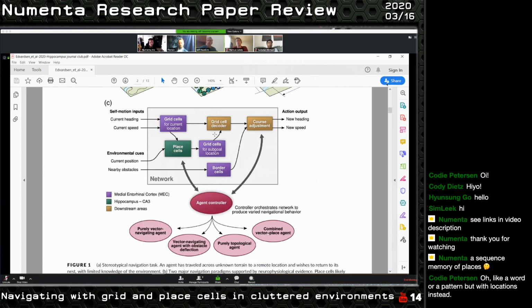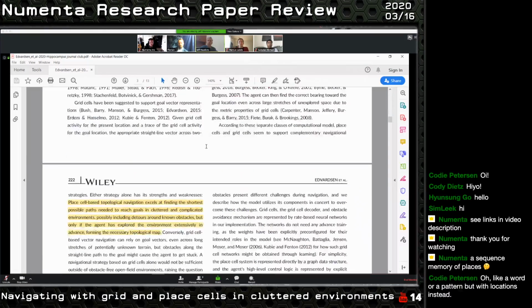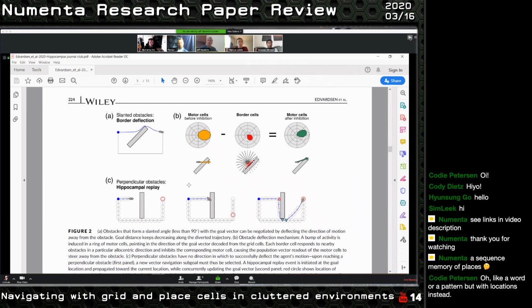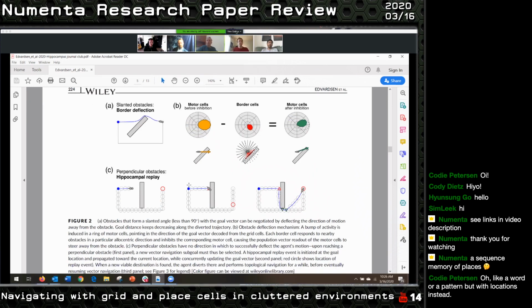I think it's more useful just to go right on to figure 2, which shows the basic idea here. So what they are proposing is the following: an animal starts off with the vector strategy, which is grid cells, a metric space. It starts heading straight towards where it wants to go until it gets to an obstacle, and then it decides what to do when it gets to an obstacle. They have proposed a simple way for the use of border cells.